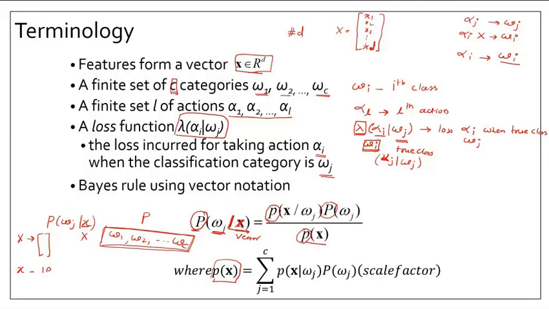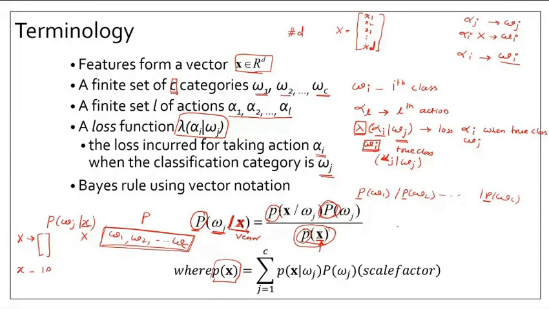Similarly, you can see here I am using capital P since this is the probability of omega 1 or probability of omega 2 and so on up to probability of omega c. Again, this is a discrete level probability, so I am writing capital P. When I write small p, it means that this input is also continuous, and I am talking about continuous probabilities.